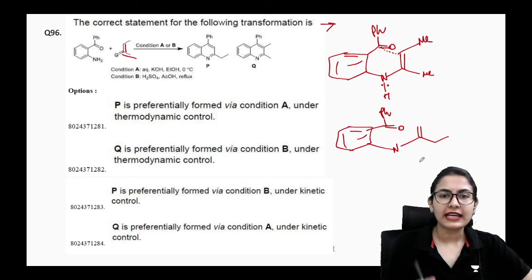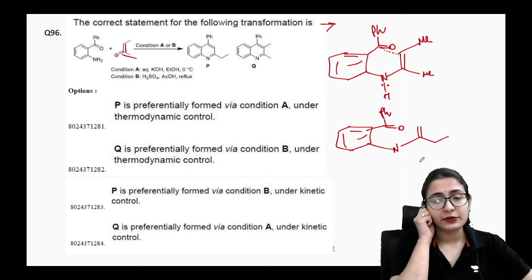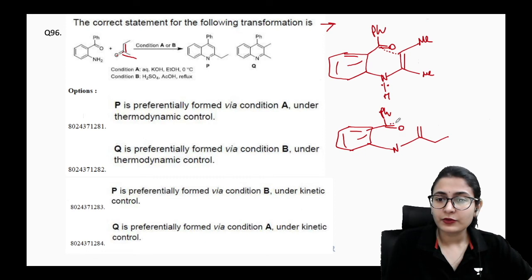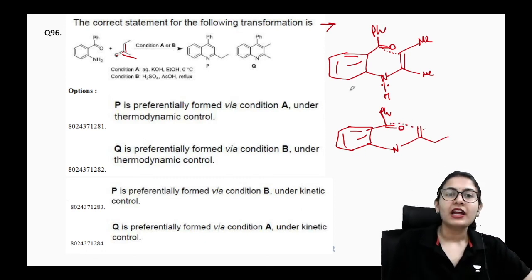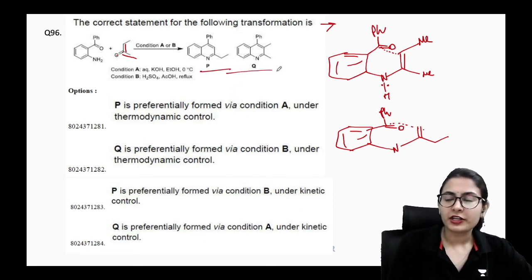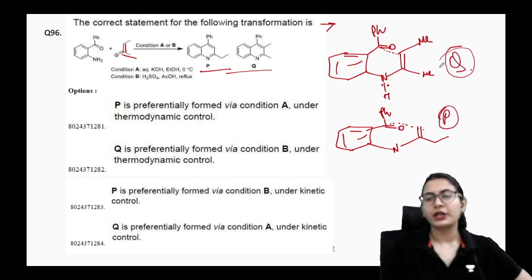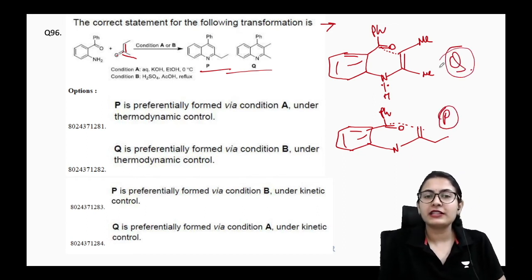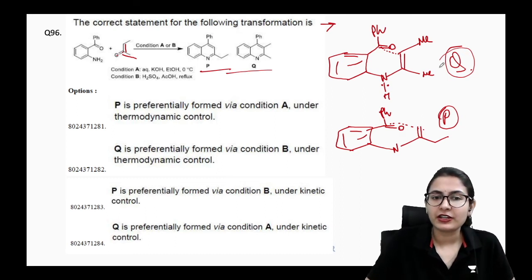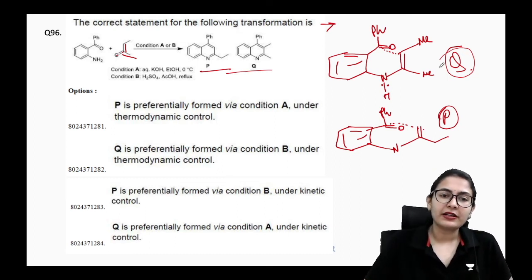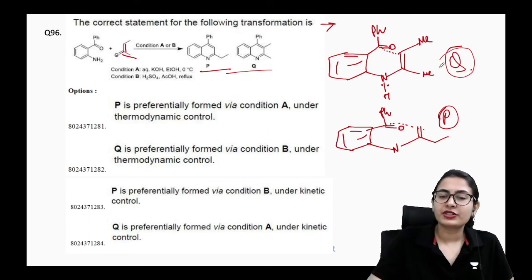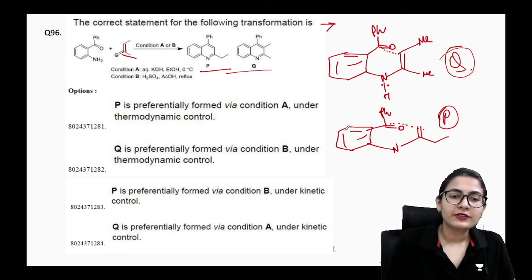So you have the ethyl group present over here. Yes, absolutely. So the new ring is going to form in this way. So that is why you're getting two different products, P and Q. This is going to lead to P and this is going to lead to Q. Different types of enamines are going to give you different kinds of cyclization. But when is which enamine going to form? So it is very, very important.